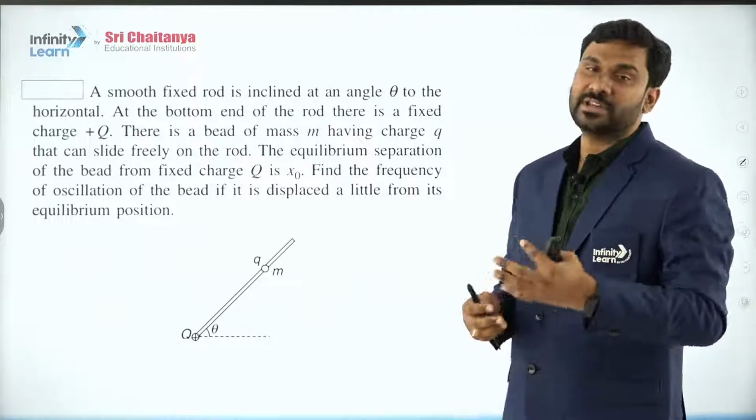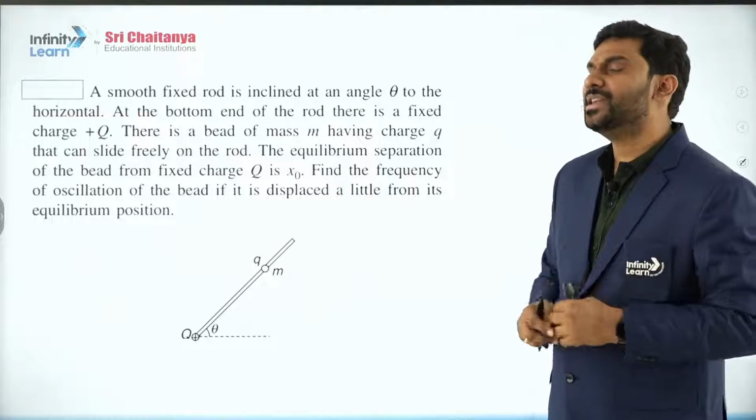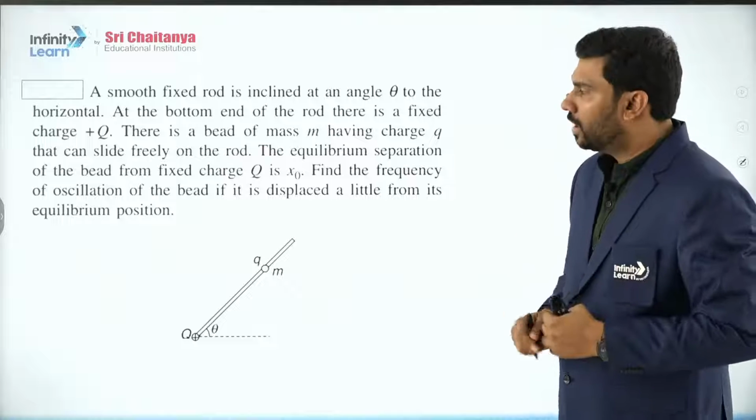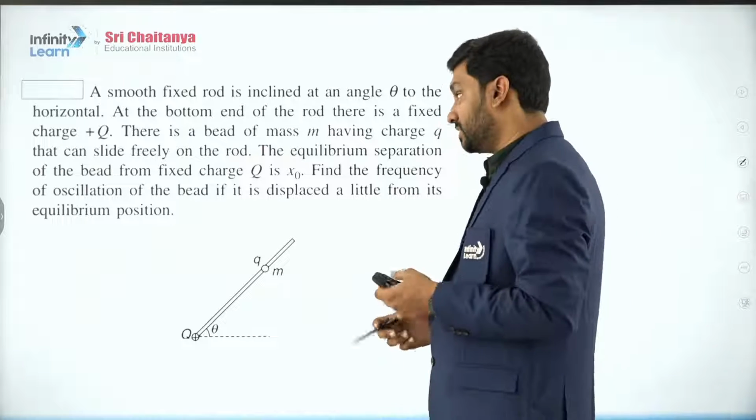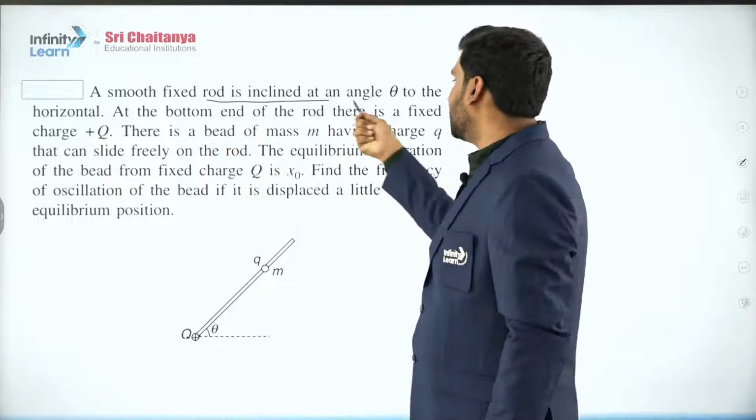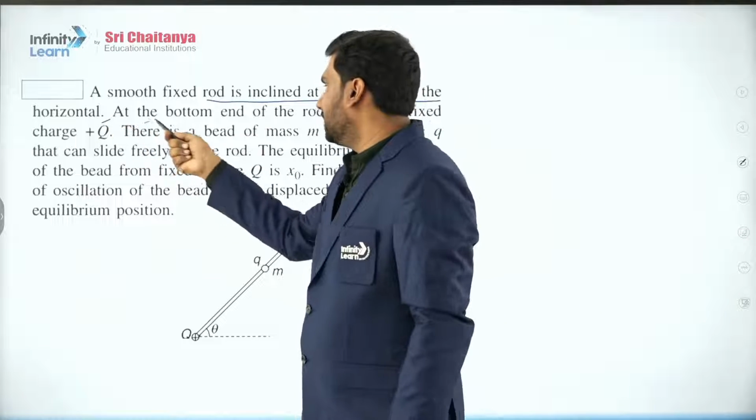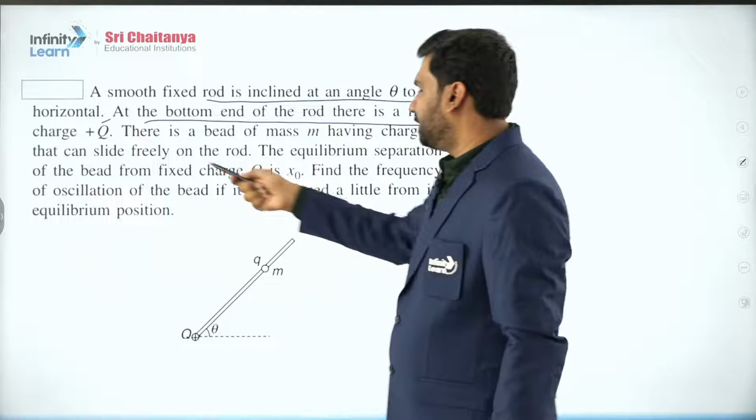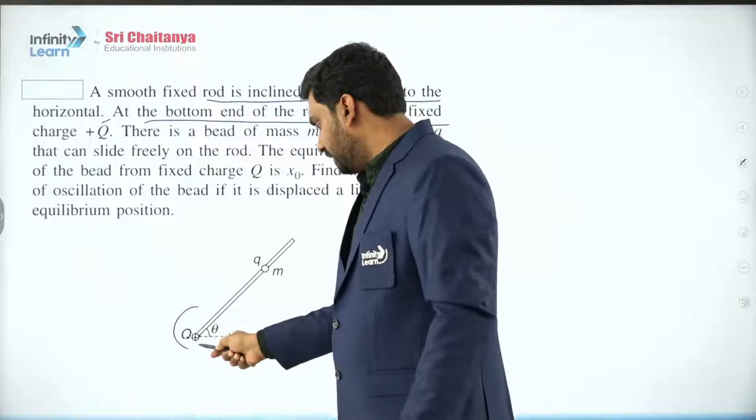Now when we have learned about the basic condition of equilibrium, when we have learned how to deal with the equilibrium cases, now we are going to see a little bit different kind of question. So first let us read out the statement of the question. It's saying, the smooth fixed rod is inclined at an angle theta to the horizontal. At the bottom end of the rod, there is a fixed charge capital Q. So there is the fixed charge.